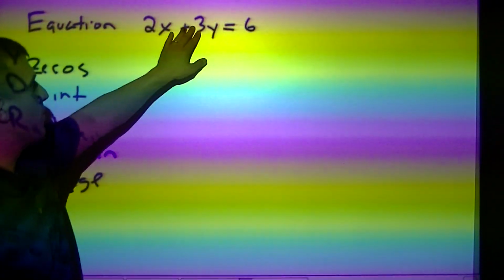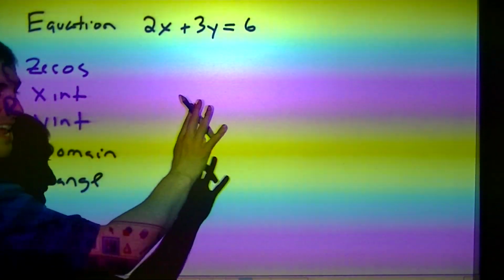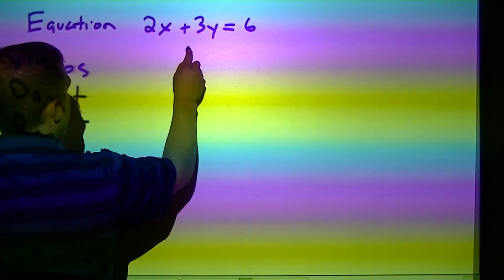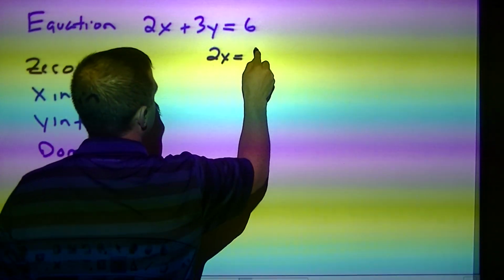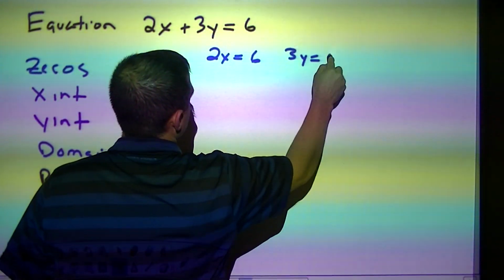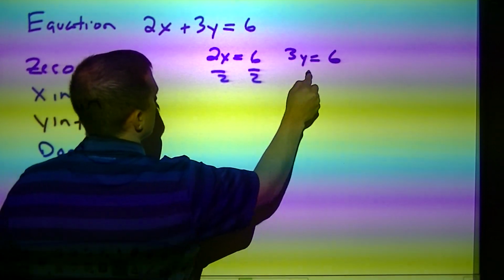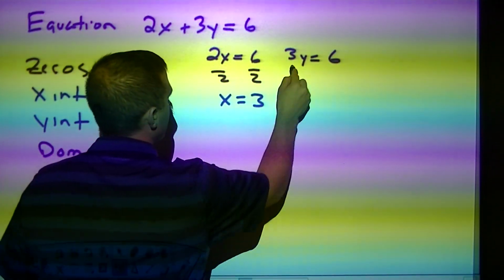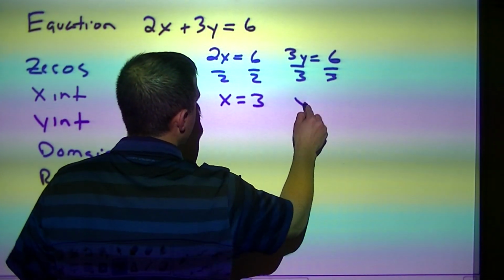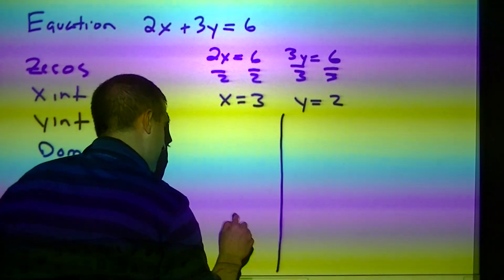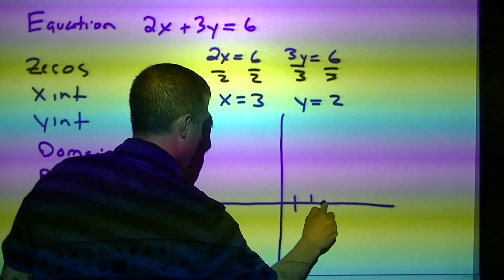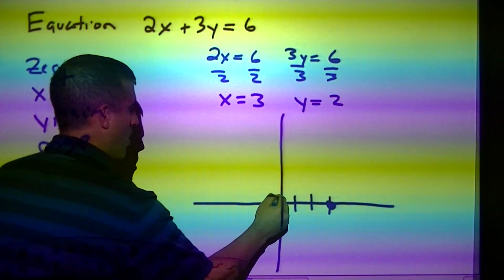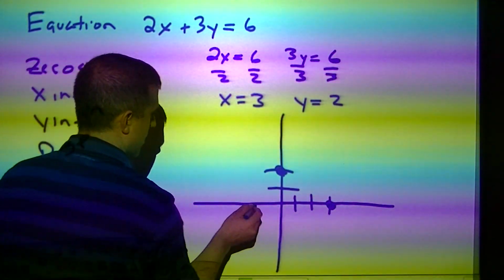So what I'm going to do, because I have x and y on the same side, is set y to 0 and then x to 0. 2x equals 6, 3y equals 6. I divide by 2, that's going to be x equals 3. I divide by 3, I get y equals 2. So when I go down to graph it, 1, 2, 3, right there, 1, 2. So here's my line.